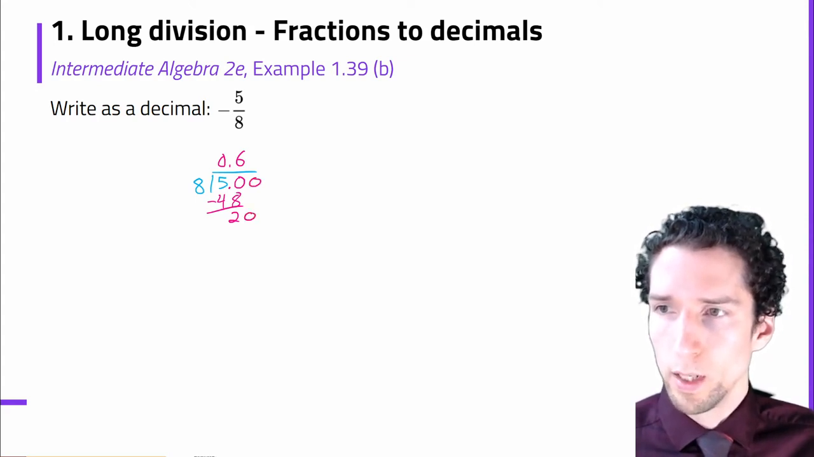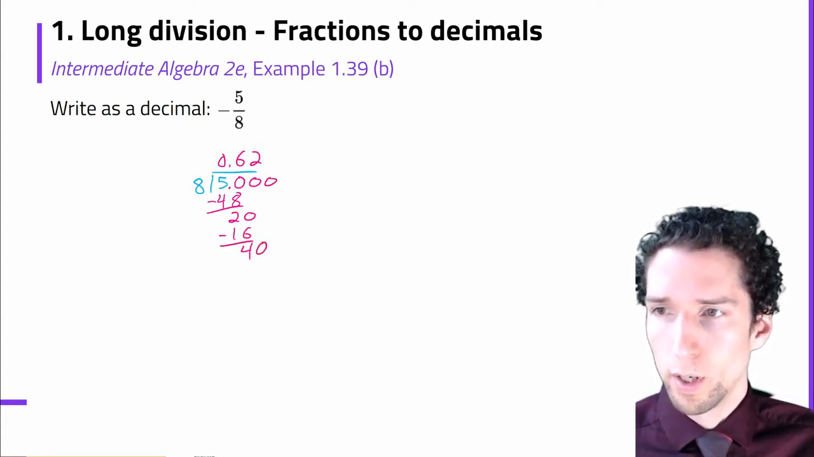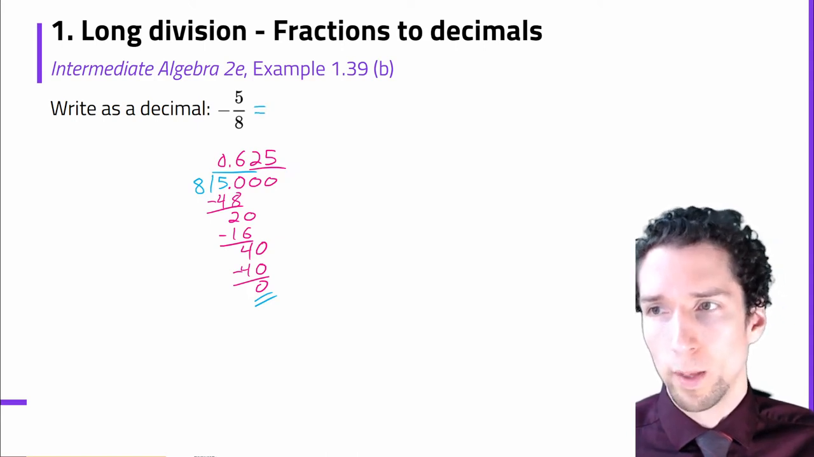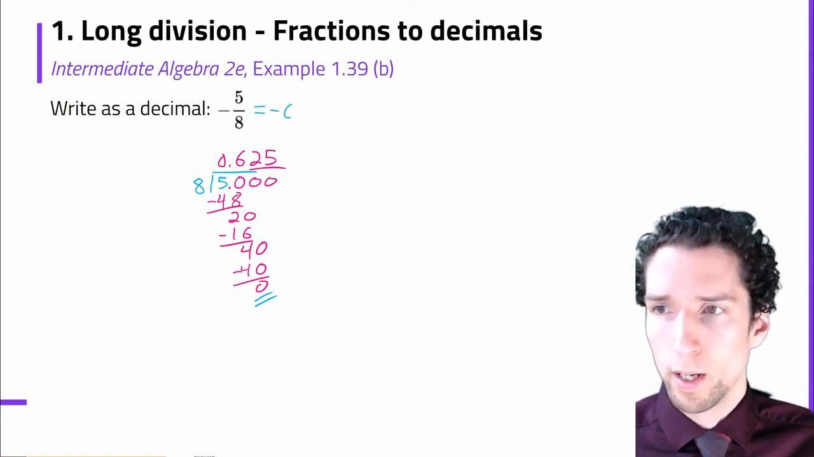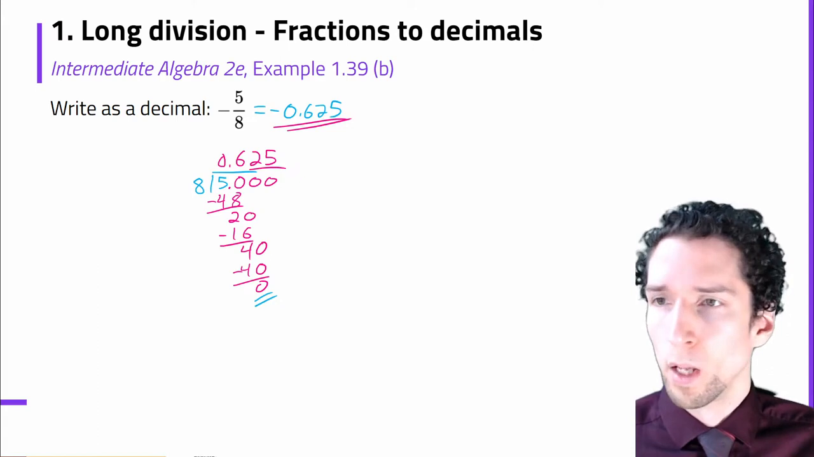8 into 20, that's 2, so 8 into 2 times 8 is 16. So 4. Okay, now it looks like we're going to be finished. 8 into 40, that's a nice clean 5. 40 and 0. Okay, so our answer here then, and we put our negative sign back in front, negative 0.625. That is our exact result.